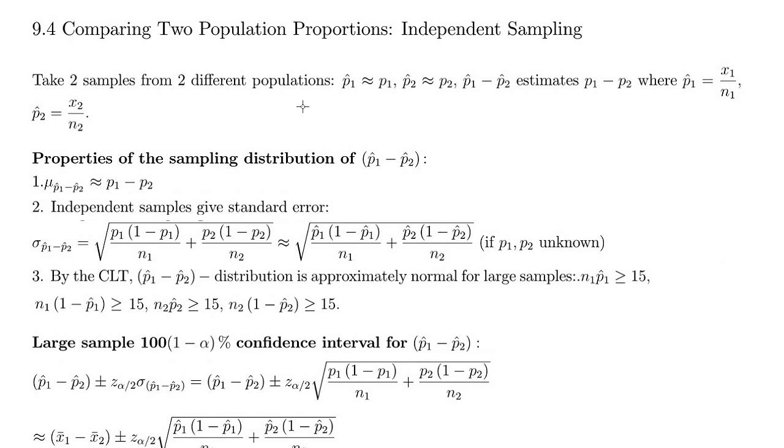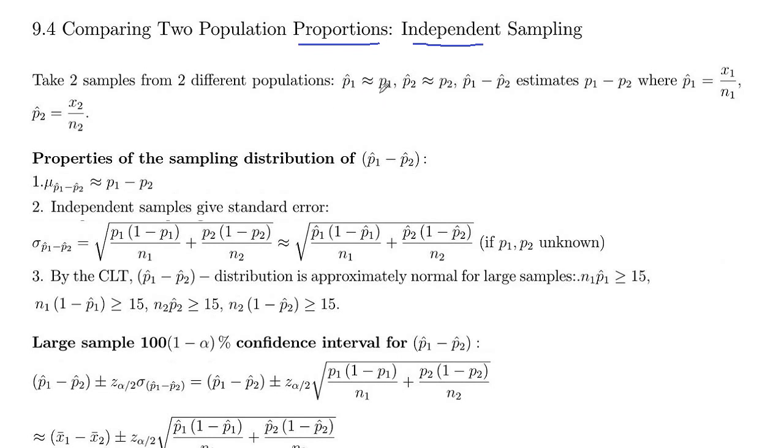In section 9.4, we are going to compare two population proportions now. So far we've done means, now we'll look at proportions. And we're going to look at the independent sampling case. So you take two samples from two different populations.